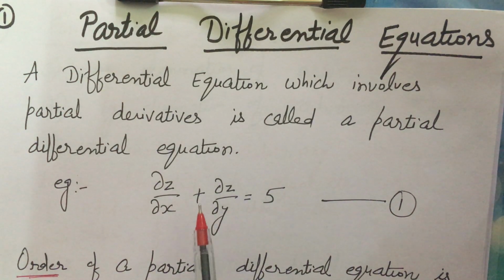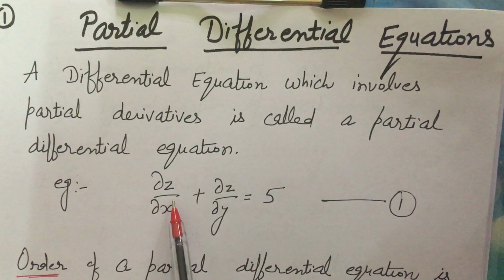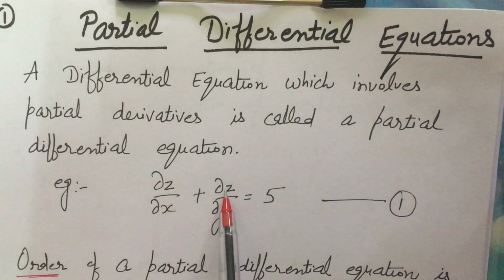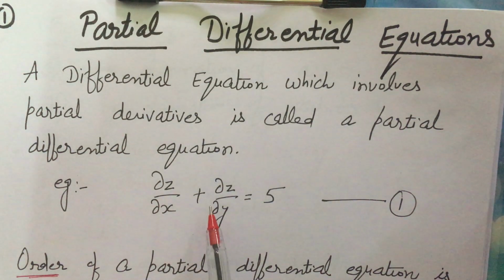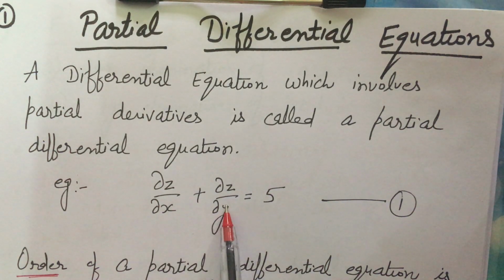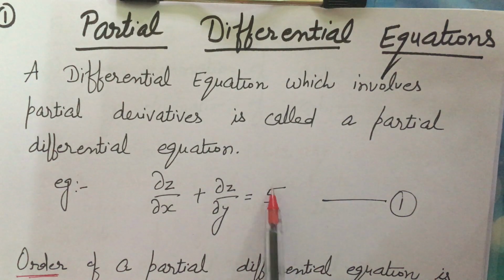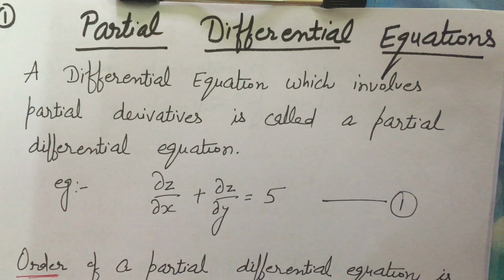So these are called the partial derivatives, and they are denoted by ∂z/∂x and ∂z/∂y. If any equation involves these partial derivatives, then that equation is called a partial differential equation. This is an example of a PDE.